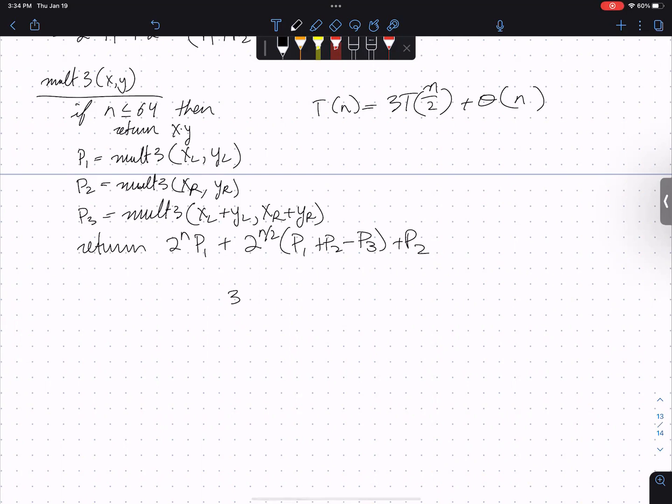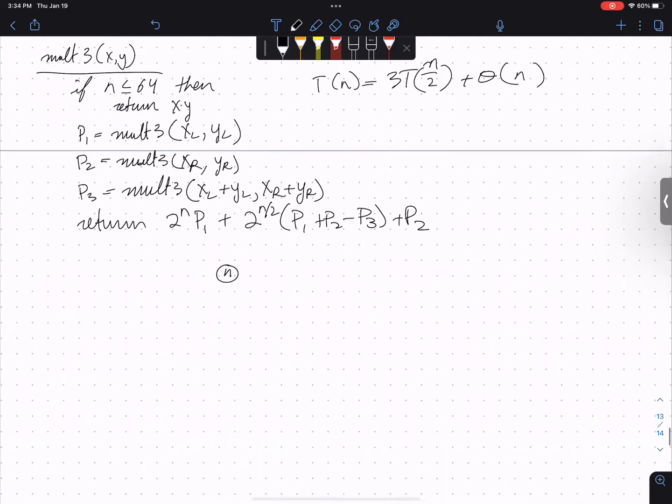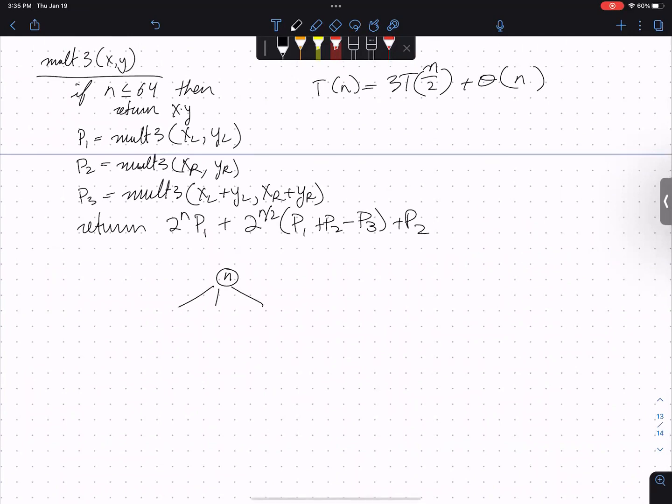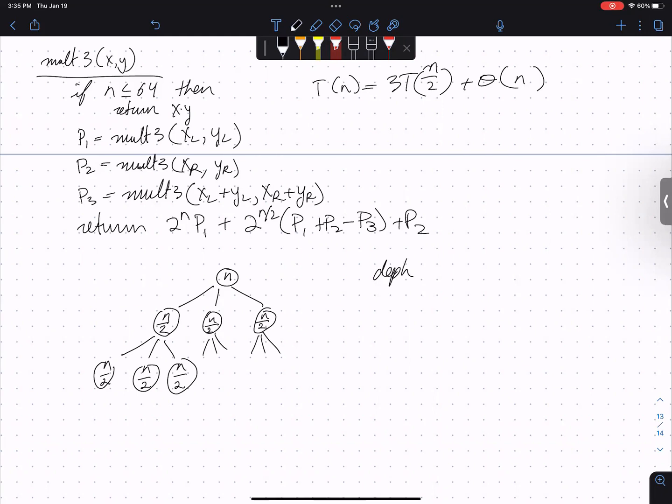So we start with n here. Then what do we have? We have 3 subproblem instances, each of size n over 2, and each of those has their own, and so on. Okay, so let's look at the depth of this tree. Again, it's a similar tree. The only difference is the branching factor. So the depth is still, we're still dividing by half each time. So it's going to be log n before we get to the bottom. Sorry, not the depth, the height of the tree.